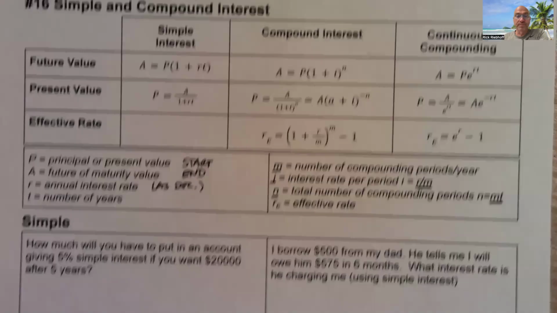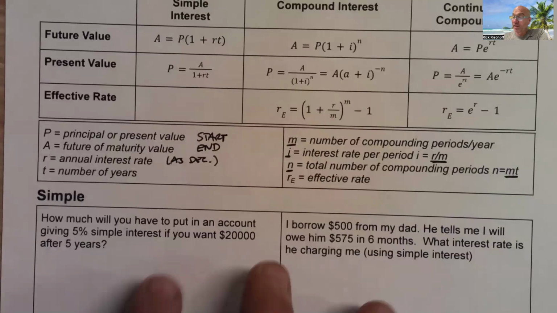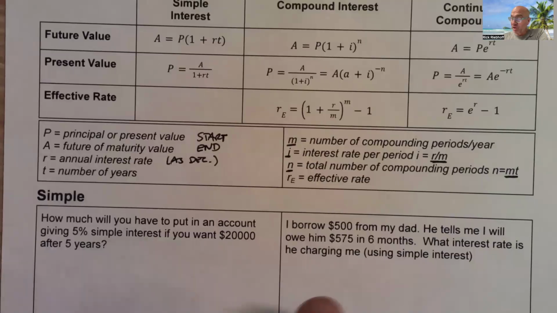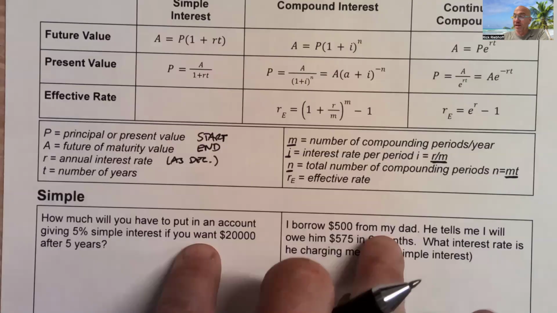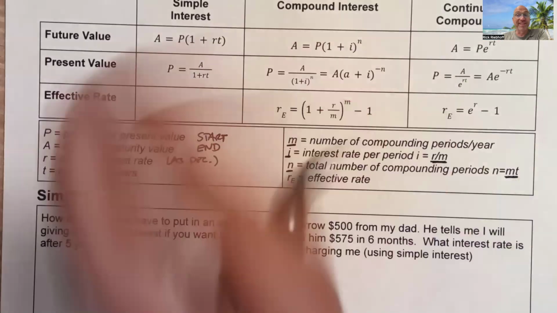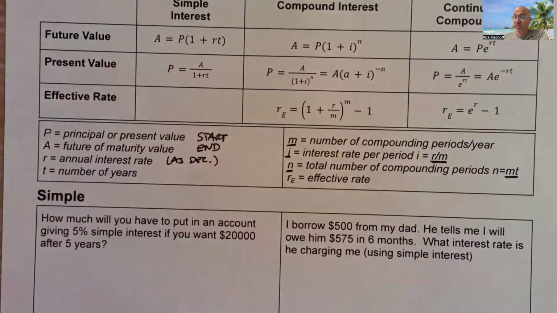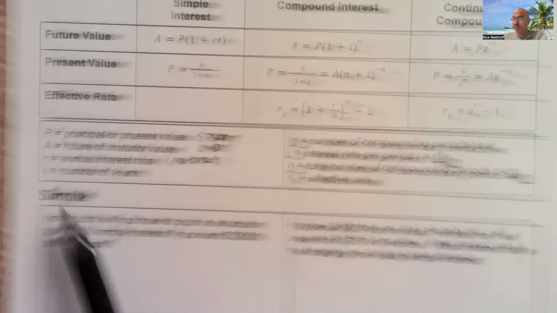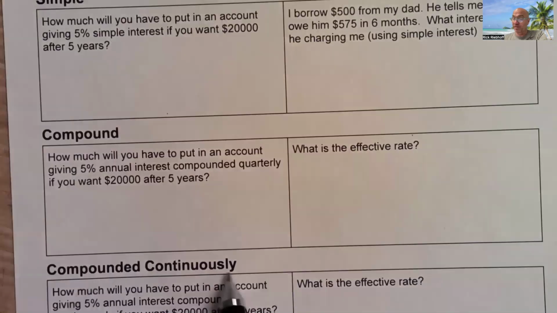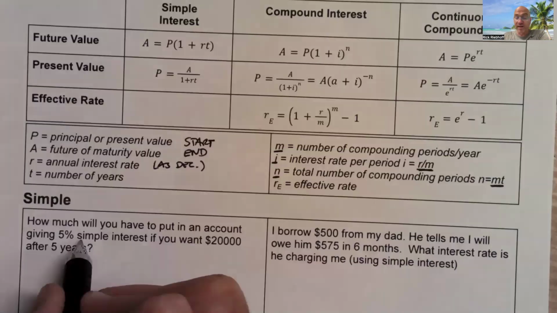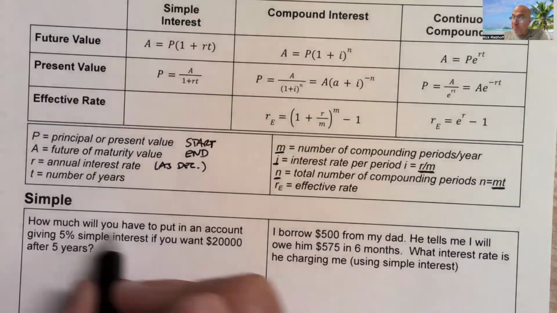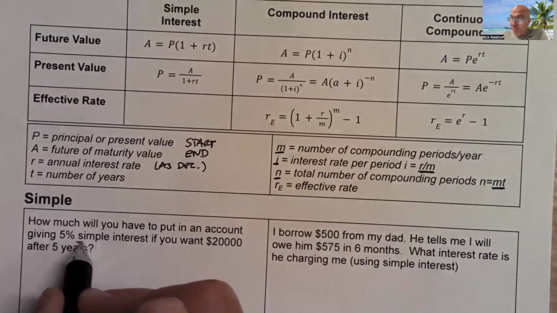Cool. All right. So all we're going to do is have some examples and use these formulas up here. That's it. Okay. So it's important to know if we're using simple, compounded, or continuous compounding, right? In the questions, I make it clear as well. How much will you have to put in an account giving 5% simple interest?